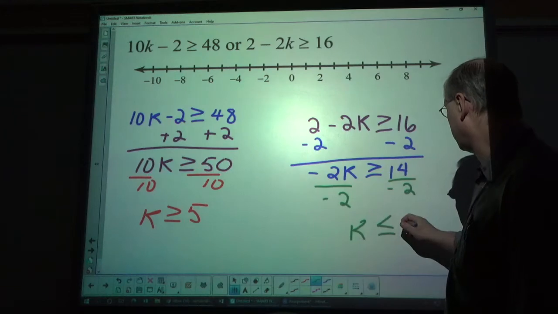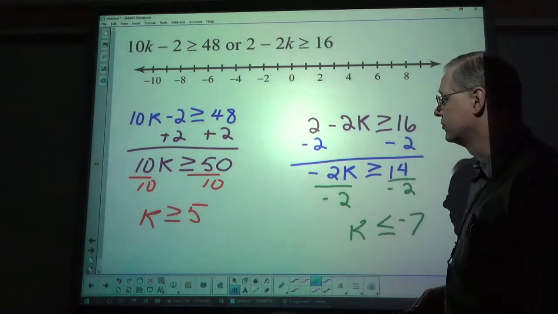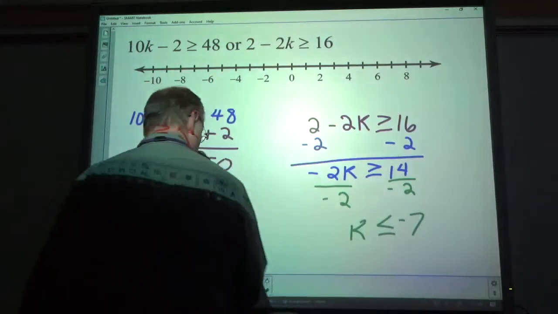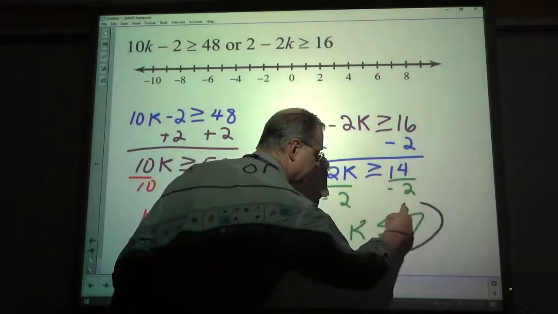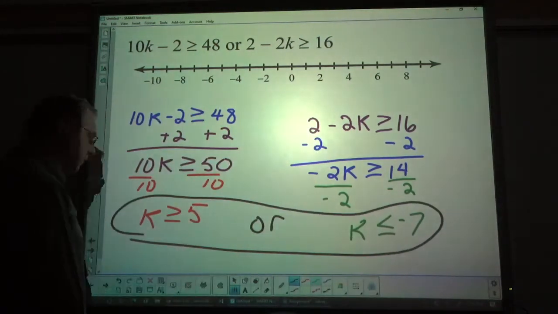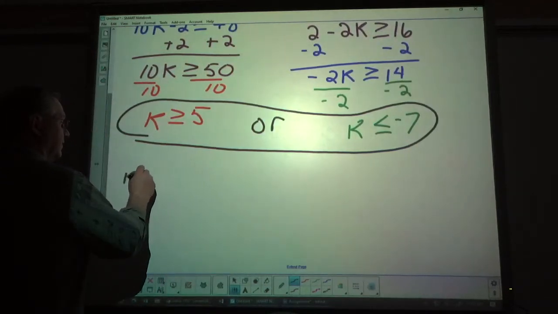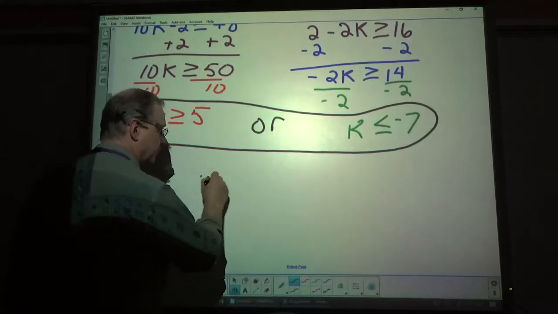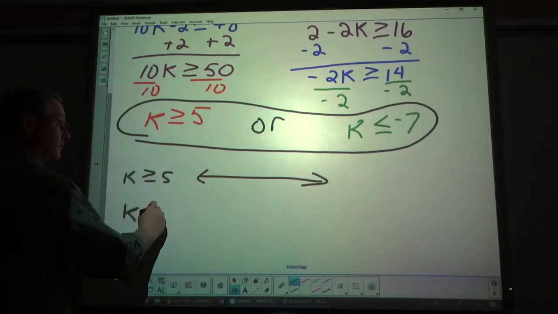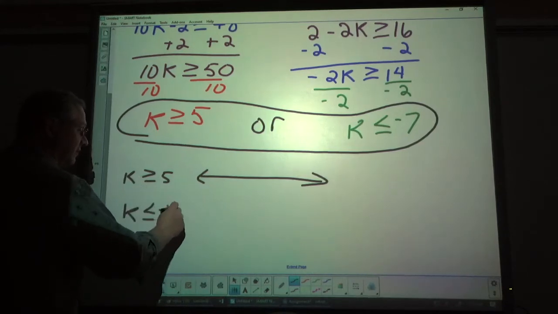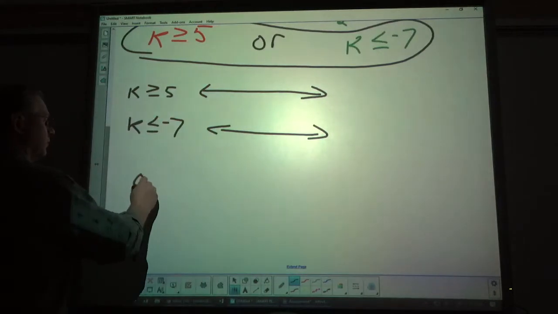Change the direction of the inequality, and k is less than or equal to negative 7, greater than or equal to 5, with an or in between, and there is your inequality answer, your graph, k greater than 5, k less than or equal to negative 7, and the OR graph.